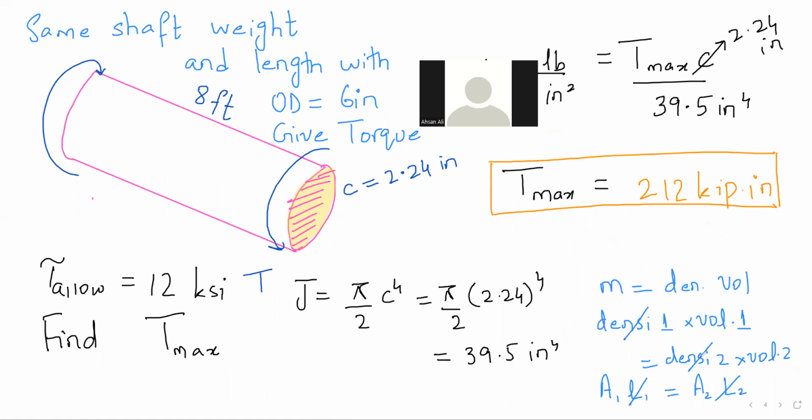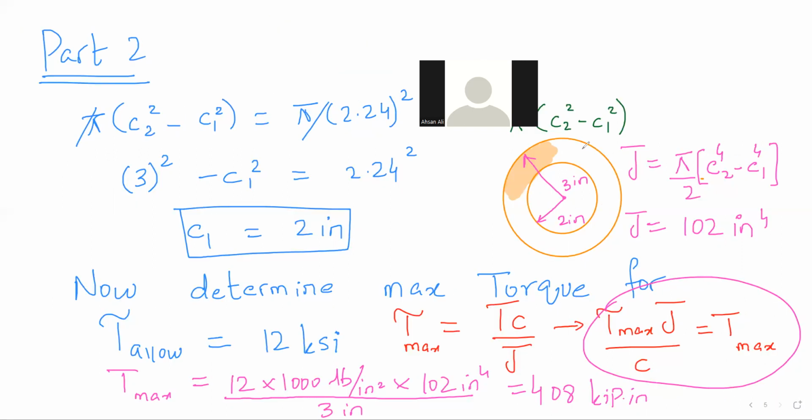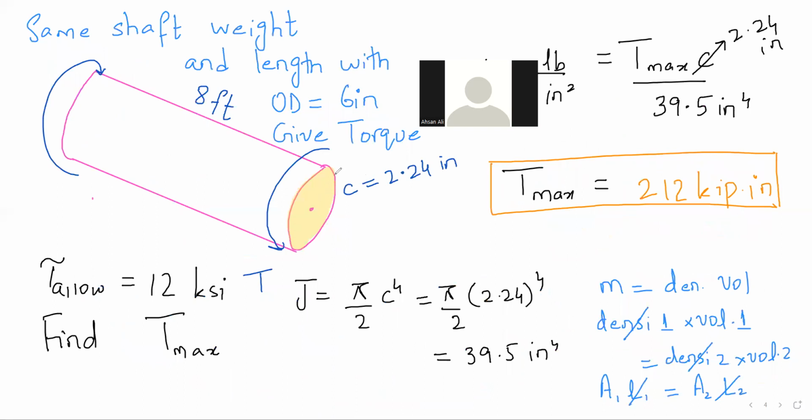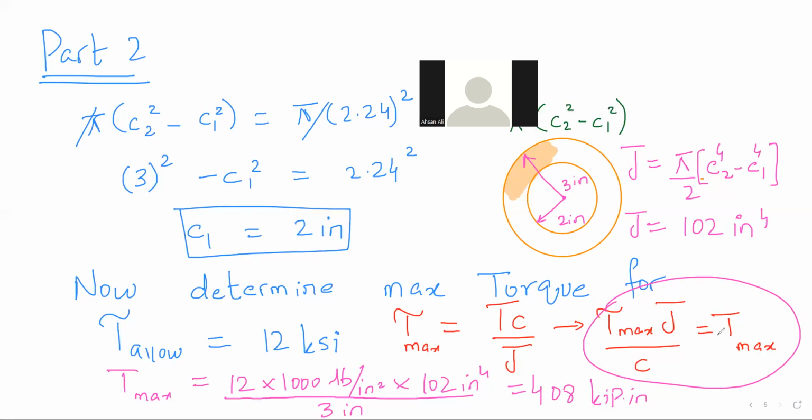Right now we have made another shaft. This time we have made it hollow. In this hollow shaft, I figured out that 3 inches is the outer radius and 2 inches is the inner radius. Now, if someone tells me the allowable shear stress is 12 kilo pound per square inch, I will follow the same strategy of going farthest from the center. Here, the farthest from the center is 2.24, and here, the farthest from the center is 3 inches.